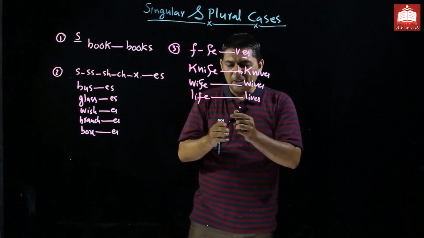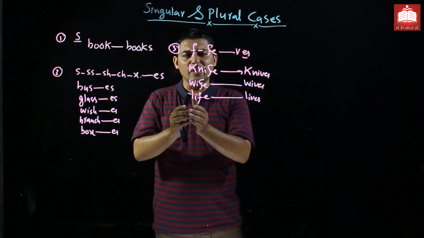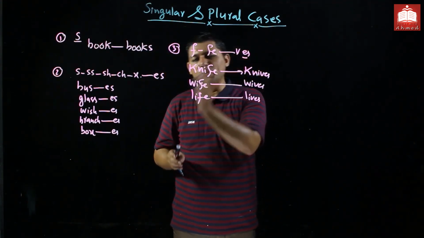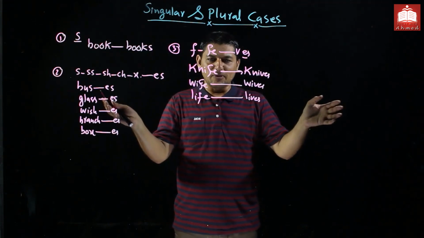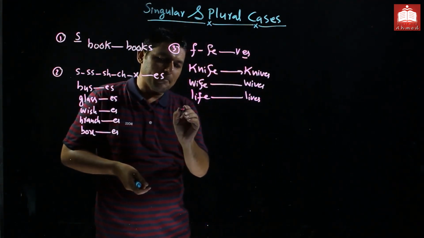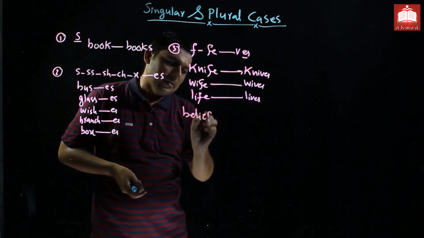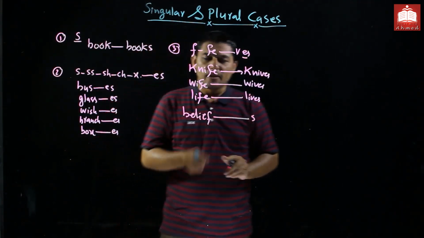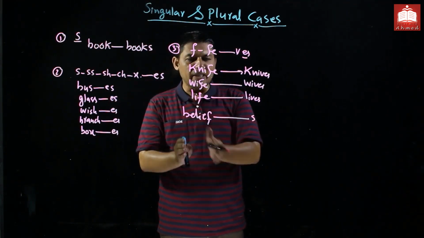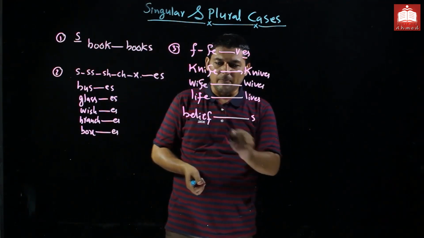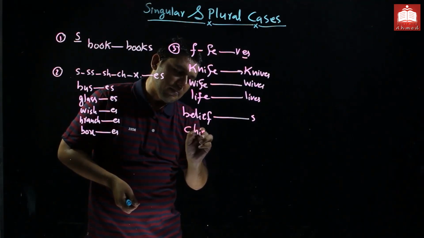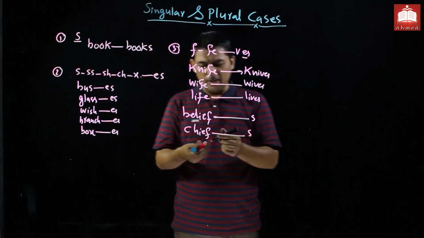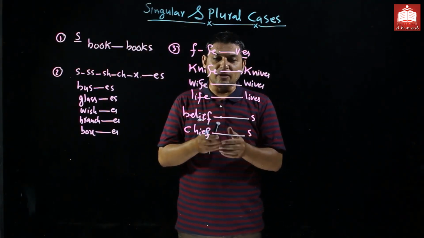Besides these rules, in grammar we do not have reasons or logic. We have certain points in which we have exception cases. We will not apply the rule, they are exceptions. Example is belief. Then by adding only s, we will not remove f or fe, right? We will add only s. Chief, only s. Handkerchief, in certain cases we have an option, you can use both.